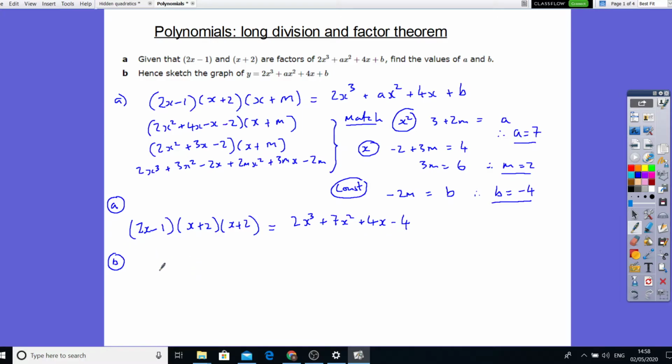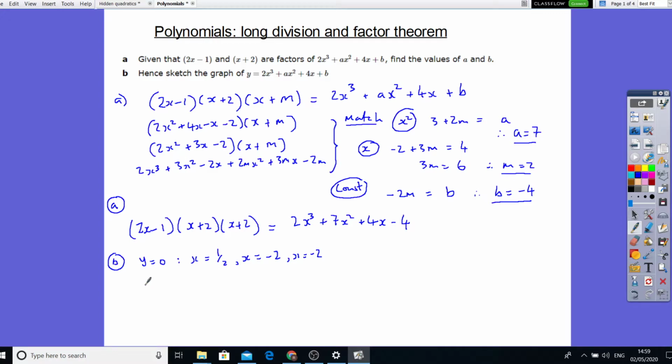So let's just quickly write down these intercepts. So we know that when y is equal to 0, x can equal, so what will make that equal to 0? So when x is a half, when x equals minus 2, and this is also minus 2 because it's a double root. Okay, it just means it's a tangent at minus 2.